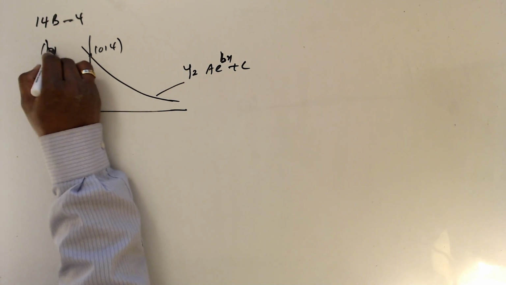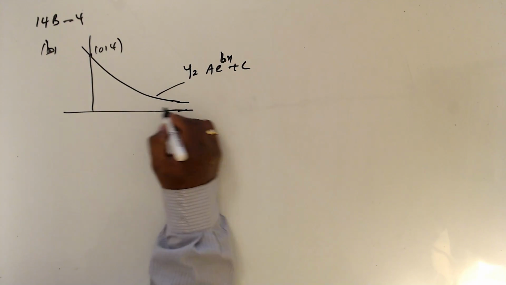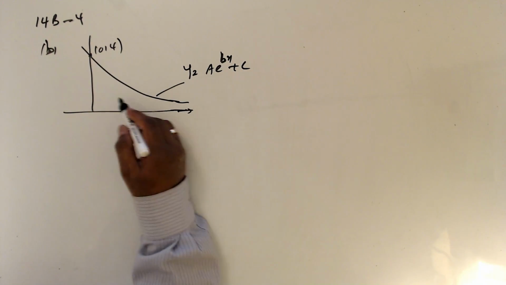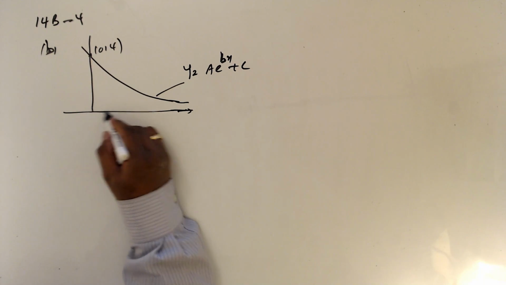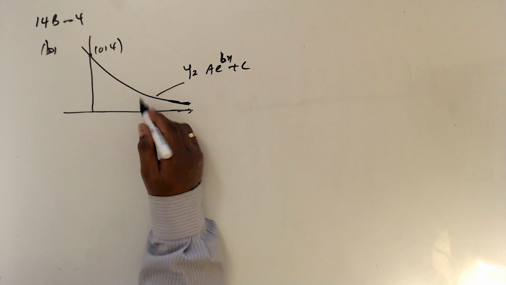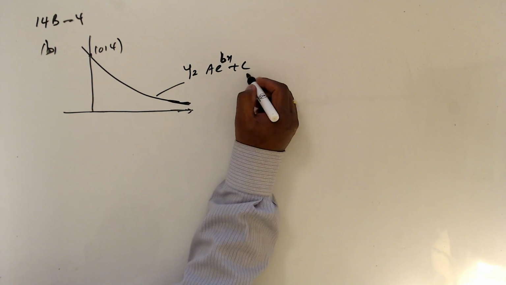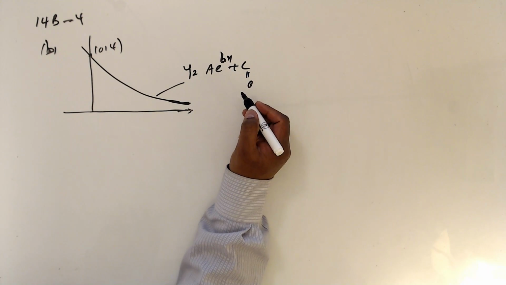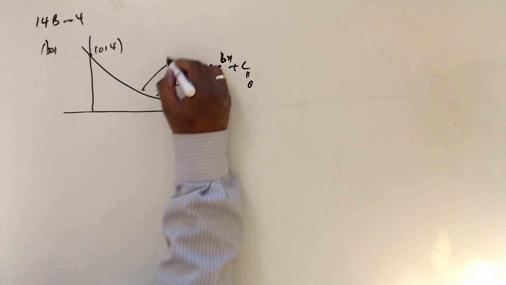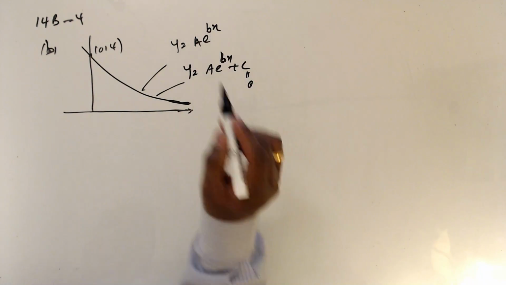Now part B. So this is the curve. When you look at this one, you can see that the asymptote is still the same. It means there is no shifting up and down, no translation. Then C has to be 0. Now the graph is y equals A e^(BX).